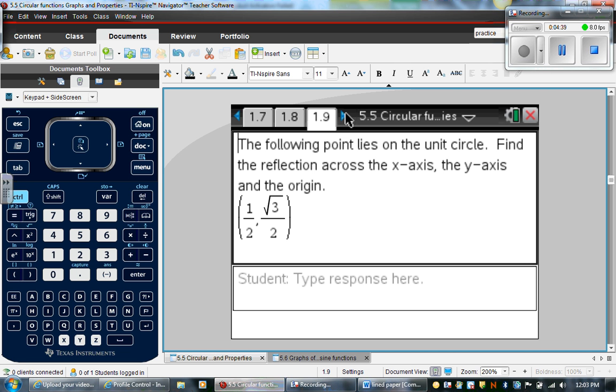Okay. The following point lies on the unit circle. Find the reflection of the x, the y, and the origin. I think that we should probably have this down pat by now. Why don't you just go ahead and do it real quick in your notebooks, and if you have a question in class, ask about it tomorrow.